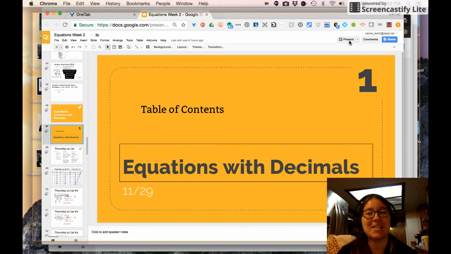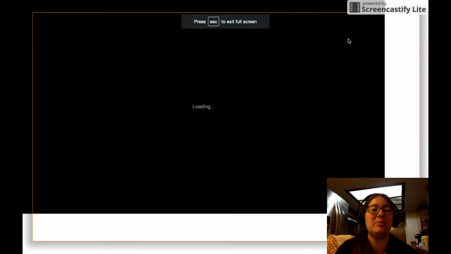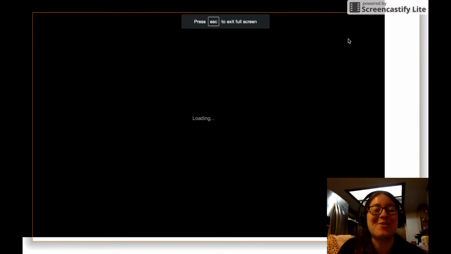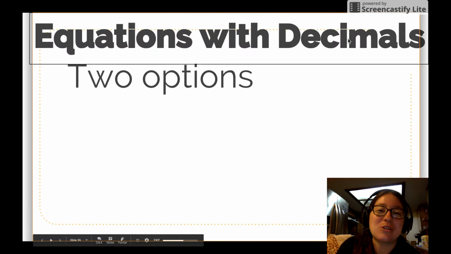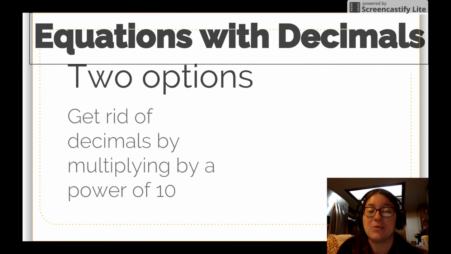Let's try this again. I'm just going to pick up notes, equations with decimals. These are the notes from Wednesday, November 29th. Equations with decimals. You've got two options when you're working with decimals, very similar to yesterday's two options for fractions.